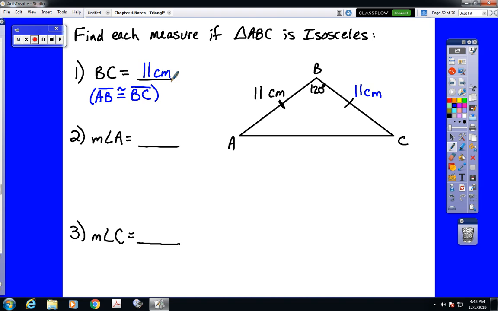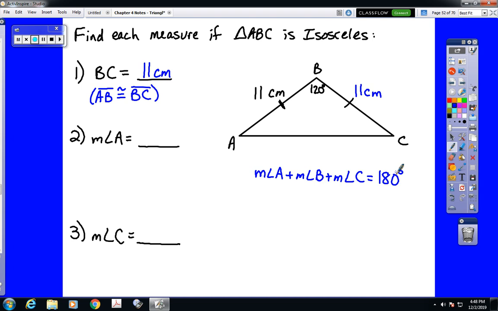Now as for the other two, angle A and angle C, they require a little bit more thought, and they require us to pull out a theorem from a previous lesson which says that the sum of the 3 angles in any triangle, in this case the measure of angle A plus the measure of angle B plus the measure of angle C, must equal 180 degrees.